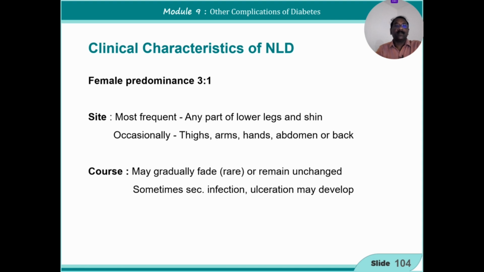Female predominance is 3:1. Any part of the lower legs can be involved, and the shin is the commonest site. Occasionally it occurs over the thighs, arms, hands, abdomen or back. It may gradually fade or remain unchanged. Sometimes secondary infection and ulceration may also develop.